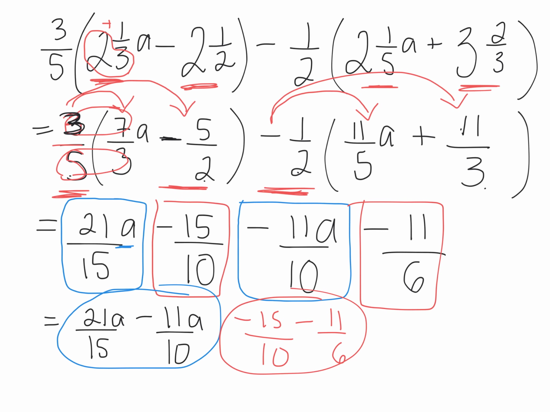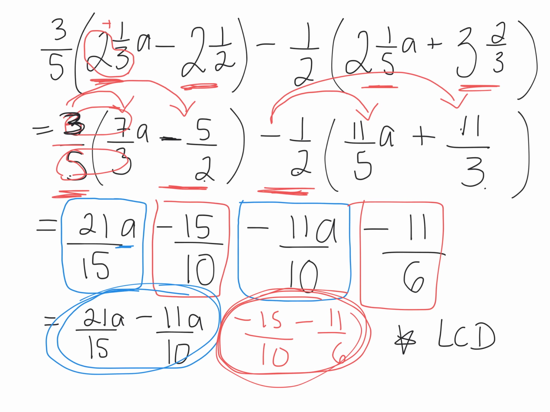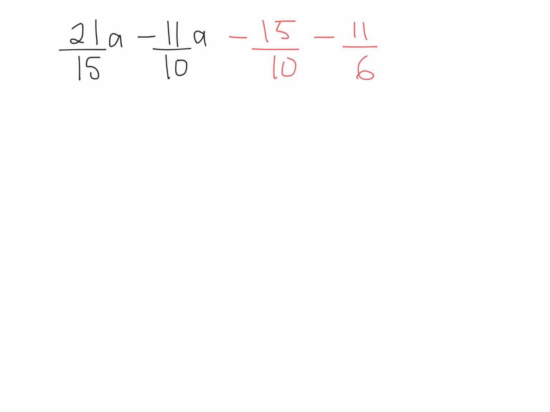What do you notice is wrong with these fractions? What's the problem right now? Why can't we just subtract that? They have different denominators. So now we have an additional step. We have to find lowest common denominators for this one, because that's the only thing that's being added together, and then the lowest common denominator for these two terms. Okay, I can only add my a terms together, my variable terms, and then I can add my constant terms, the terms with just the numbers. So we need to find a common denominator of 15 and 10.